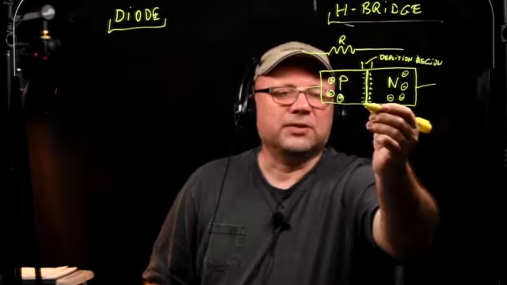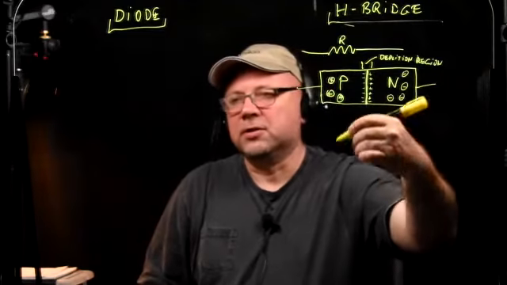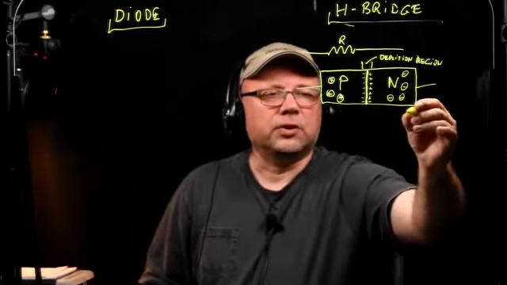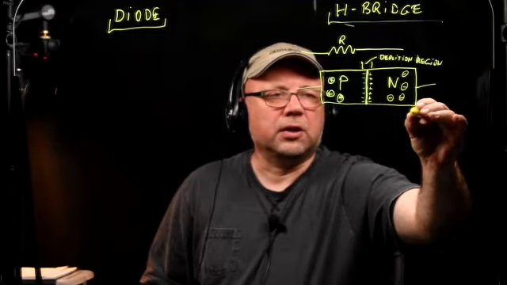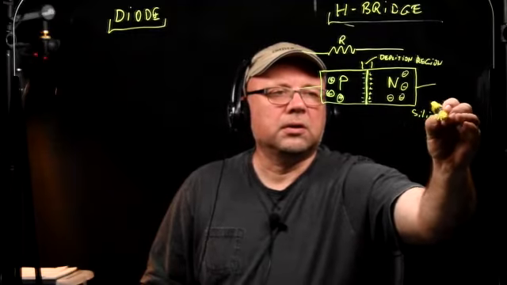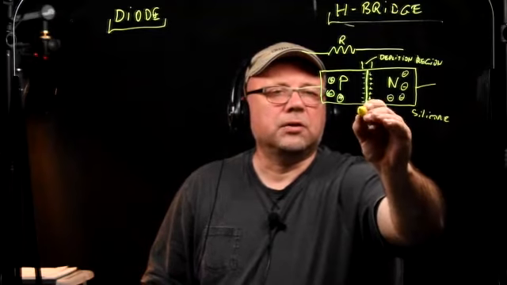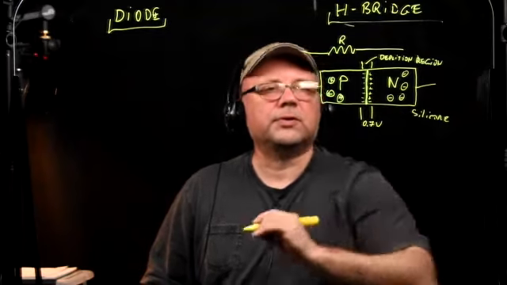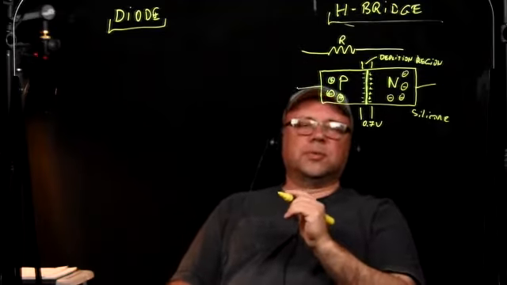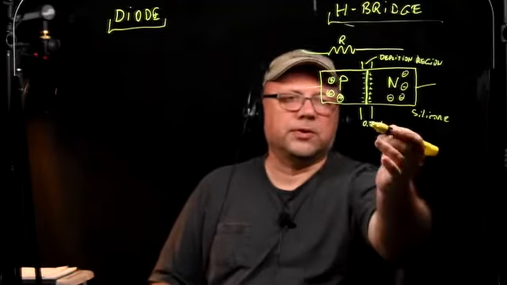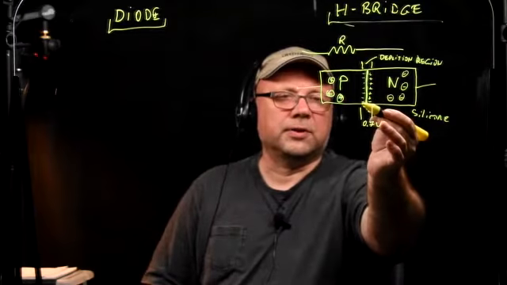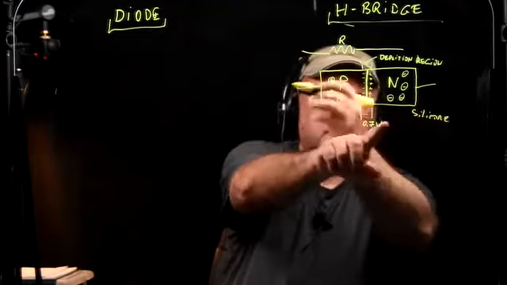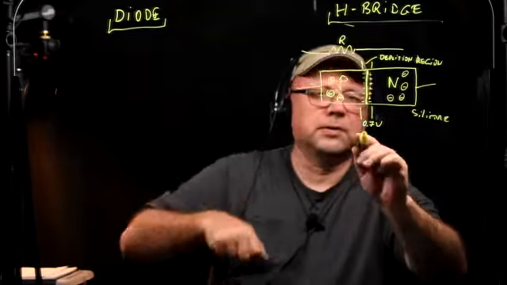So the voltage, what's going to happen, is going to depend on the material. So usually for a silicon diode, you're going to have that as 0.7 volts, okay? That is going to be 0.7 volts. And of course, the positive is going to be here, negative is going to be here. So it's just the reverse of the materials here, all right?